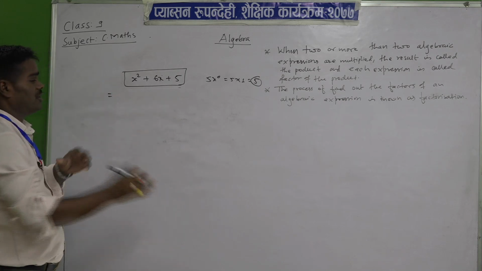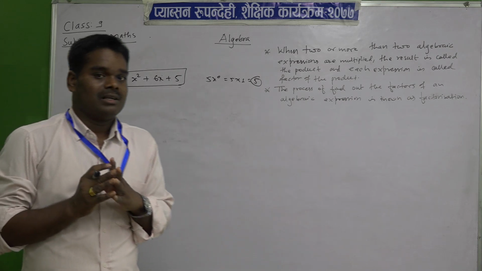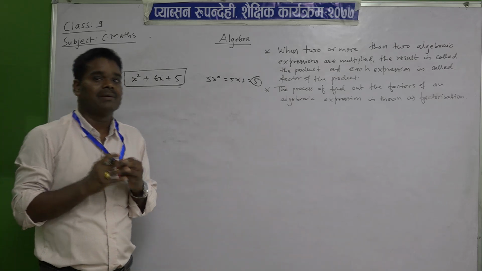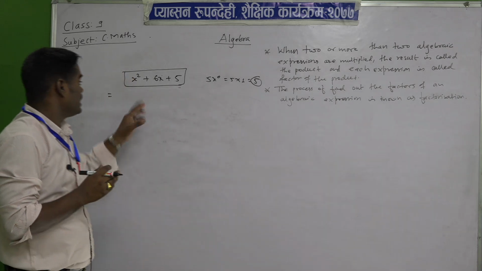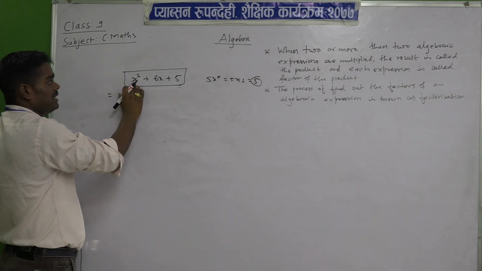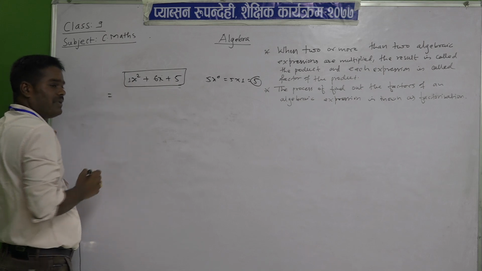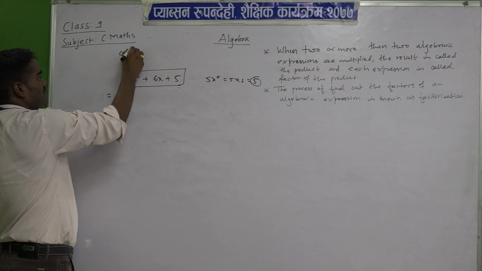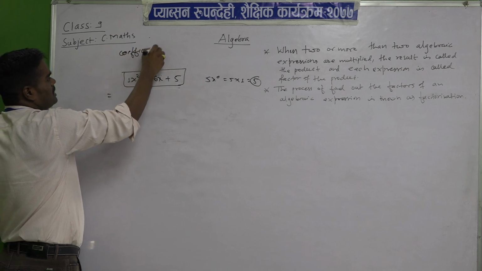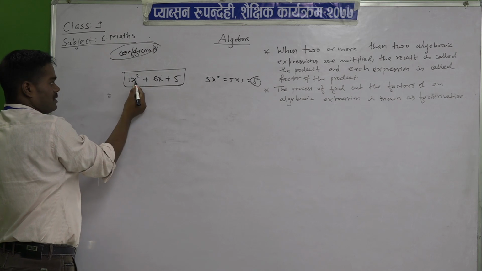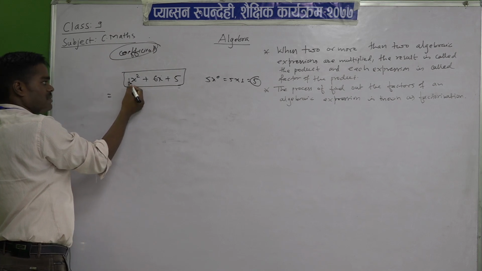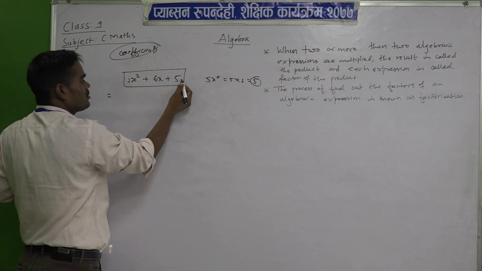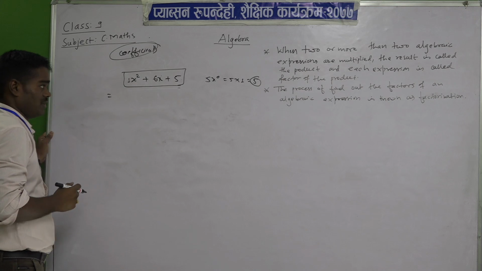So first you have to find out the common, either in numbers you have to see the common, or in variables you have to see the common. See here x square is here, and the number in front of x or the variable is known as what? Coefficient. That is known as coefficient. So here the coefficient of the square term is what? 1. The coefficient of x is how much? 6. And the constant is also 5.